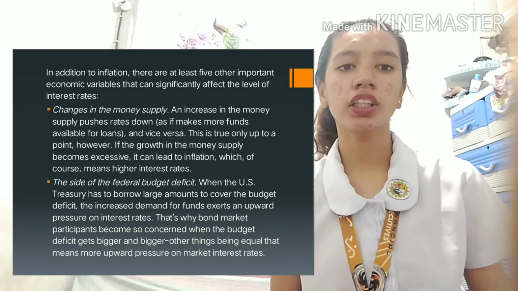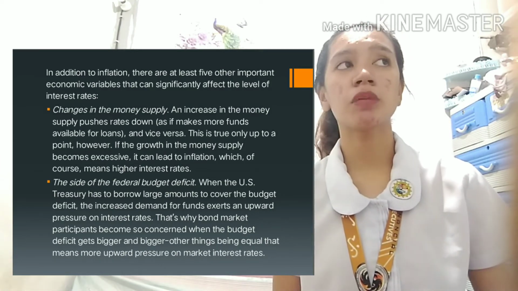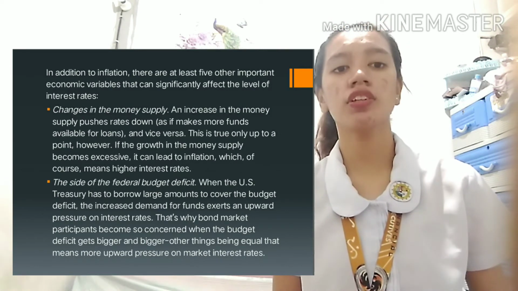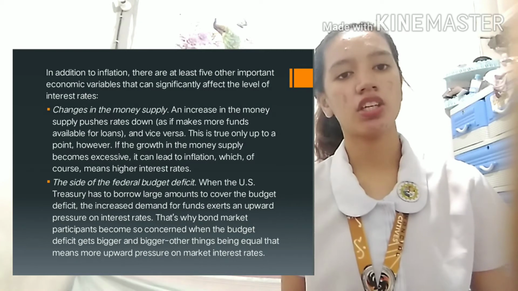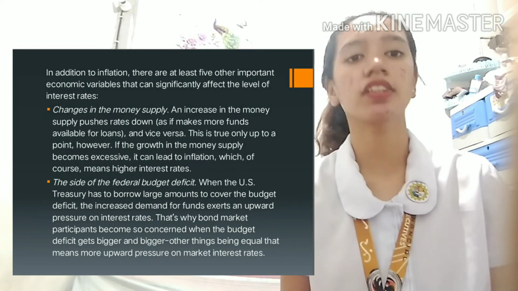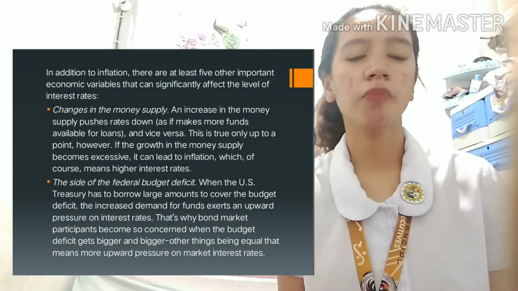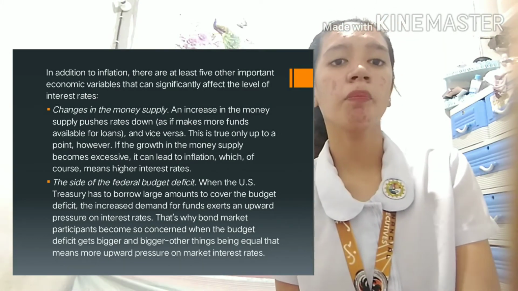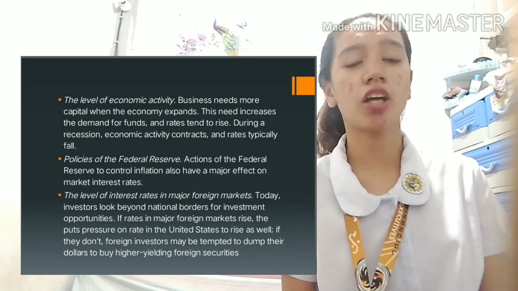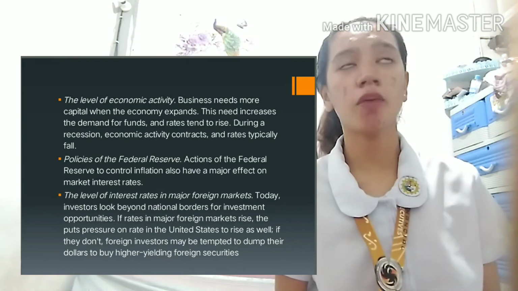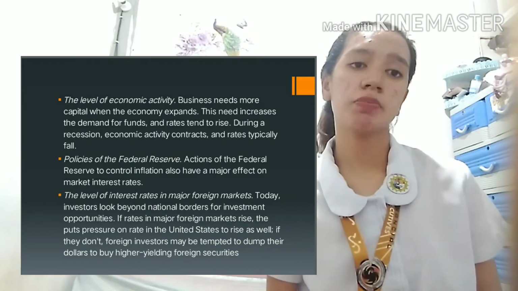Pero kung yung growth of the money supply becomes excessive, it can lead to inflation, which of course means higher interest rates. Yung pangalawa is yung size of the federal budget deficits. The increased demand for funds exerts an upward pressure on interest rates. Next is yung the level of economic activity. Ito yung mga businesses na kailangan ng mas malaki pang kapital when the economy expands.